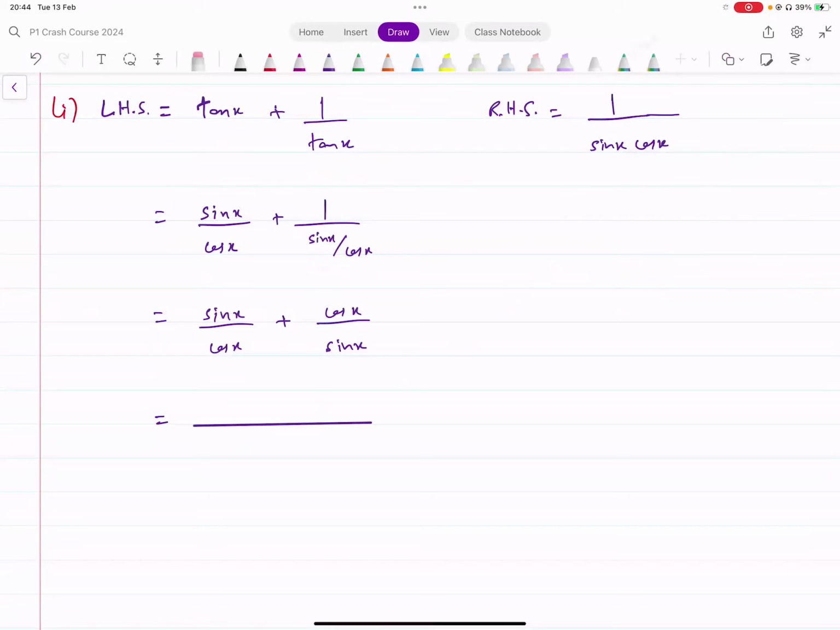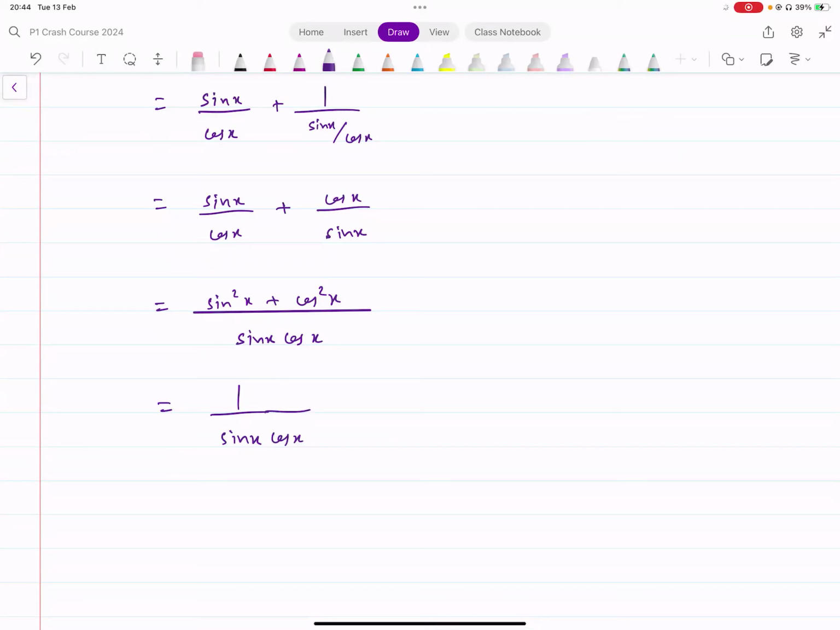And then sine x into sine x, what's that? That's sine square x. Cos x into cos x, that is cos square x. Sine square x plus cos square x, that's 1. So we actually get that form directly. We did not have to simplify the other side. We got this directly. So 1 over sine x cos x, that is equal to the right hand side.